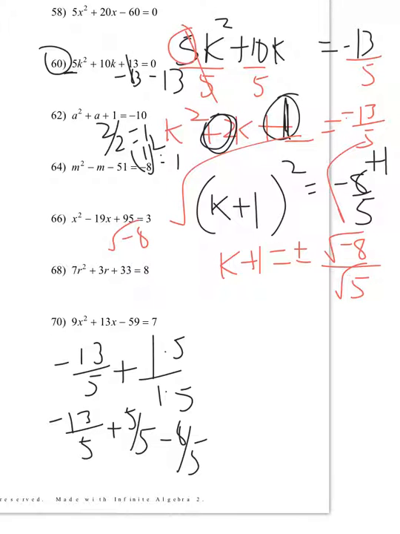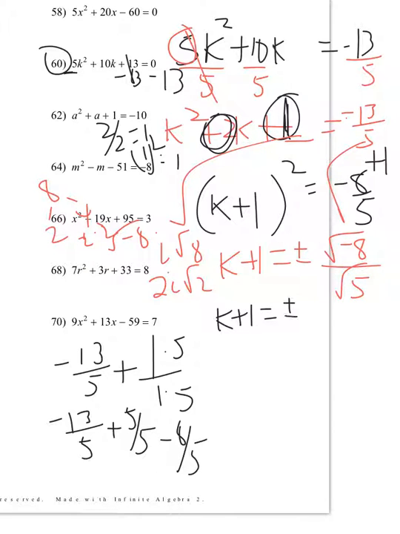So I take the square root out, that's i square root 8. And if I break 8 down, that's 2 times 4, 2 times 2. I can pull a 2 out, so it's 2i with a 2 left underneath. So it's 2i square root 2. So here's what I have: k plus 1 is equal to positive and negative 2i square root 2 all over that square root 5.